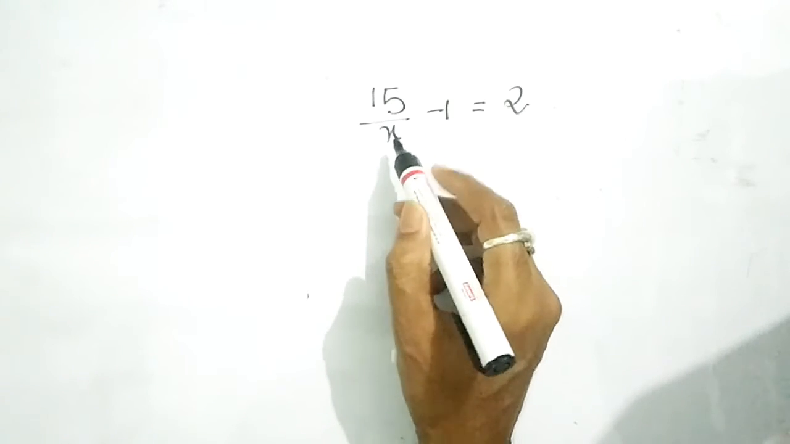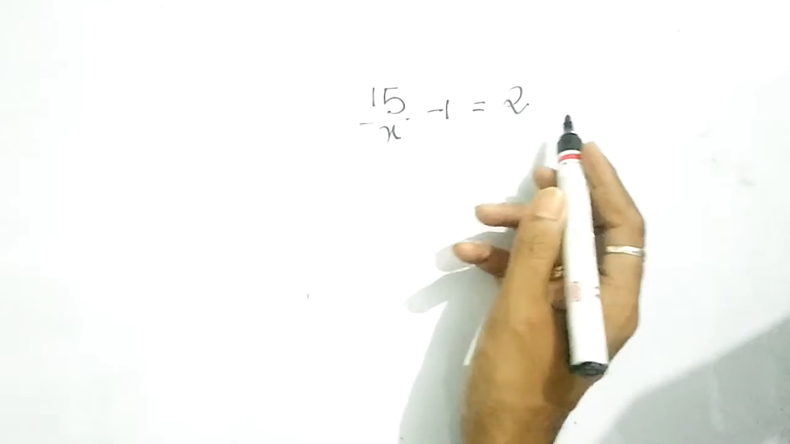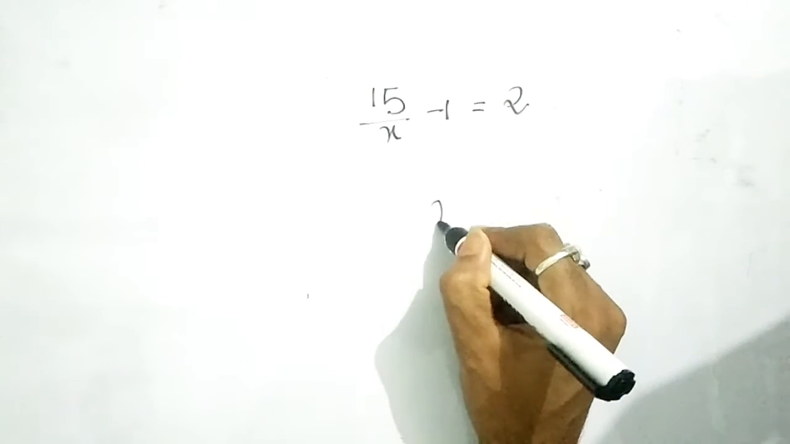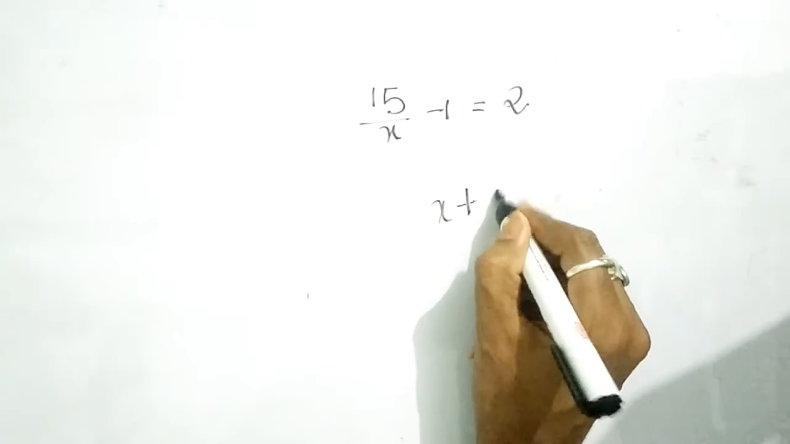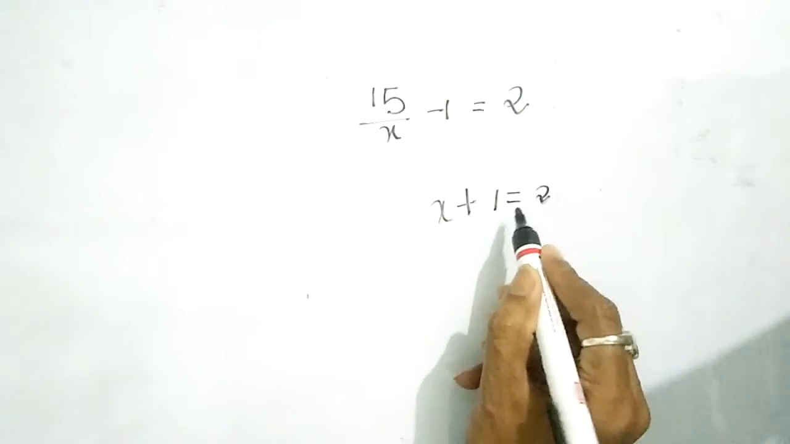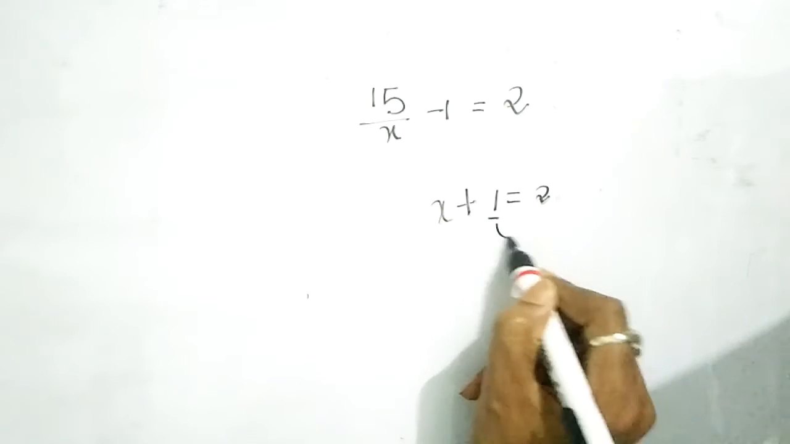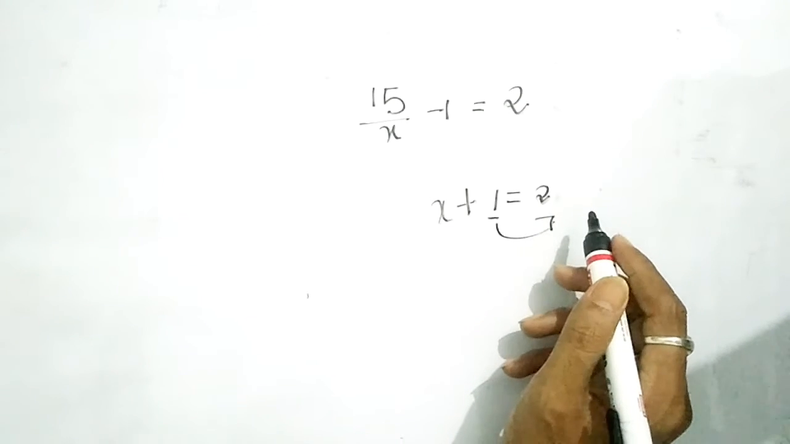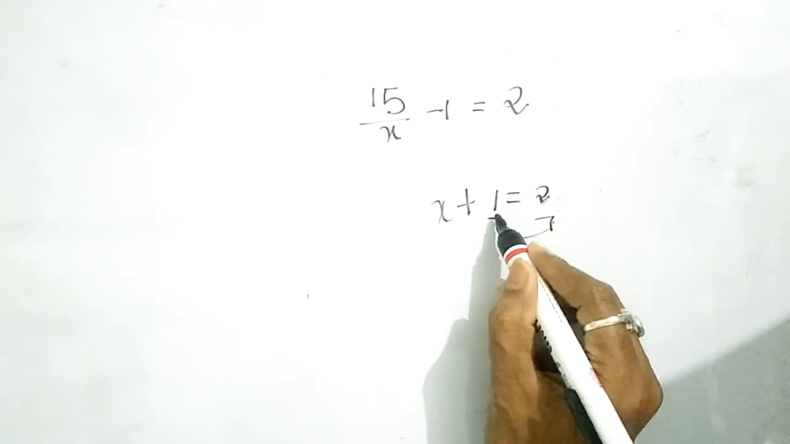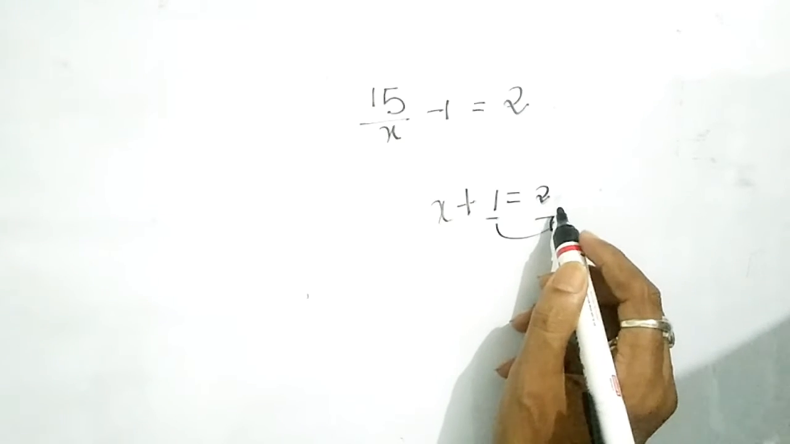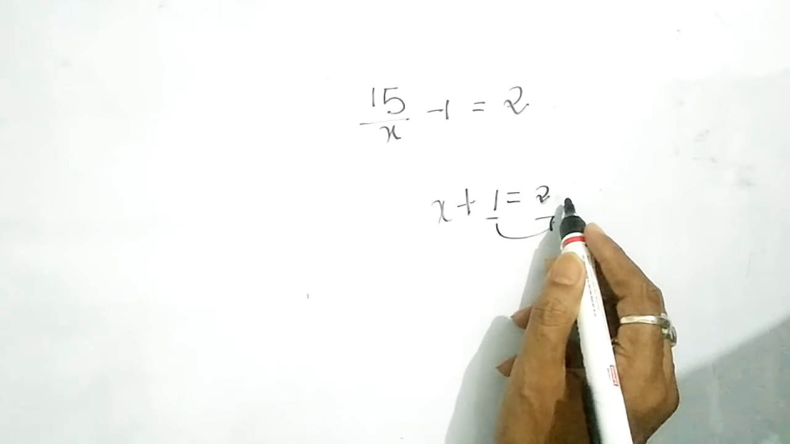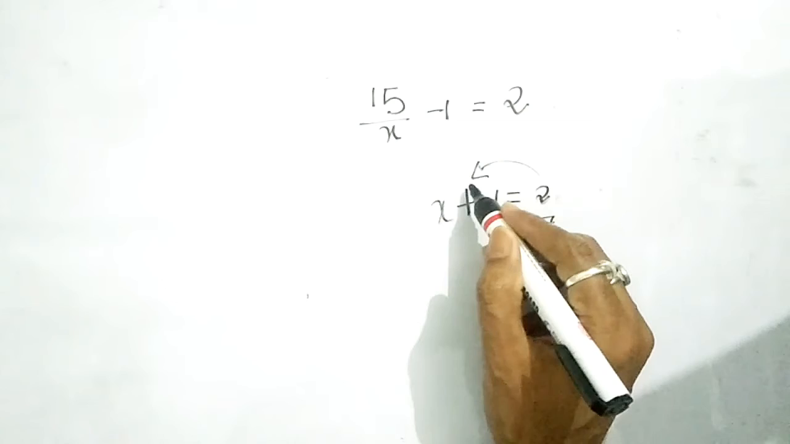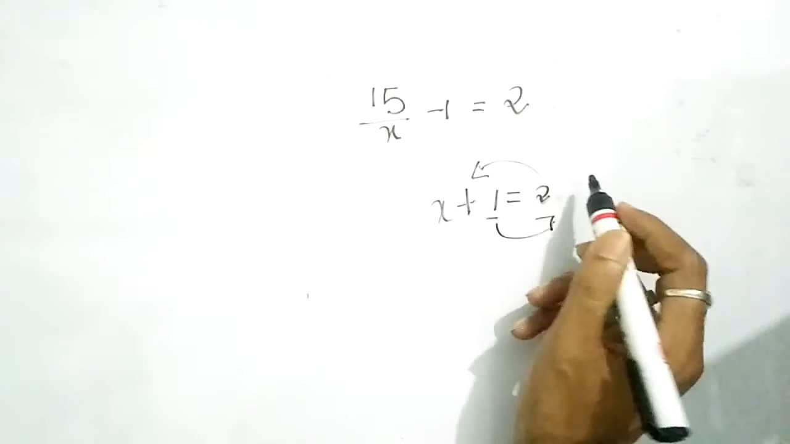Now in this question, 15 by x minus 1 equals 2. What do you mean by transposition? Transposition means, suppose I am writing one more equation, x plus 1 equals 2. If you shift this 1 to the right hand side, it is known as transposition. Shifting 1 to the right hand side means transposing 1 to the right hand side. Suppose 2 is shifted to the left hand side, that means transposing 2 to the left hand side. This is the meaning of transpose.